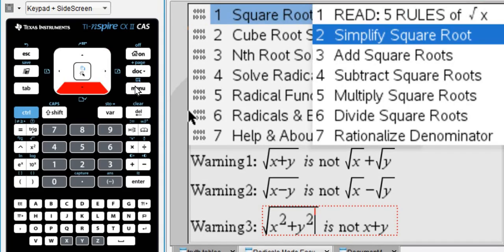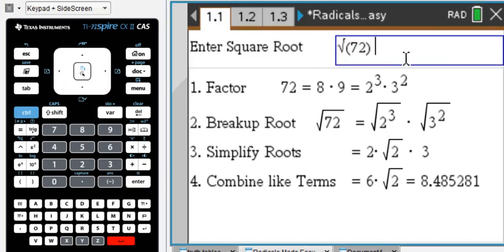Okay, let's move on. Simplify a square root, like square root of 72. So you see, you're going to just factor this 72 into 8 times 9, break it up, and then since the roots break up, you take the square root of 8 or 2 cubed and the root of 9 or 3 squared. The square root of 2 cubed is just 2 times root 2, and the square root of 3 squared is 3. So 3 times 2 makes 6, and you end up with 6 root 2, okay, which is numerically 8.48.